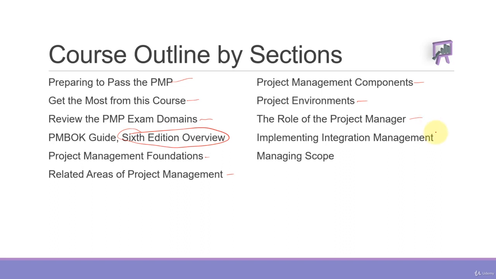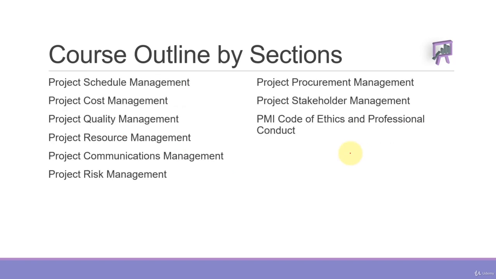Now in the PMBOK Guide, we get into Chapter 4 on integration management, Chapter 5 in the PMBOK Guide on scope, and then we'll go into schedule, cost, quality, resource management, both people and things, communications management, risk, procurement, this is a big chapter, stakeholder management, and we'll talk about the PMI Code of Ethics and Professional Conduct.